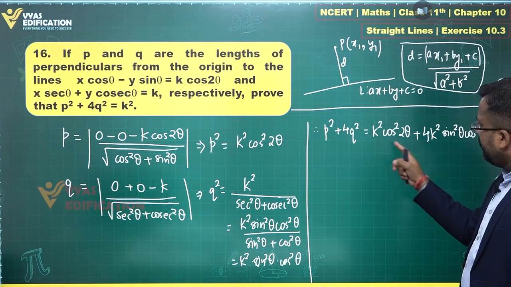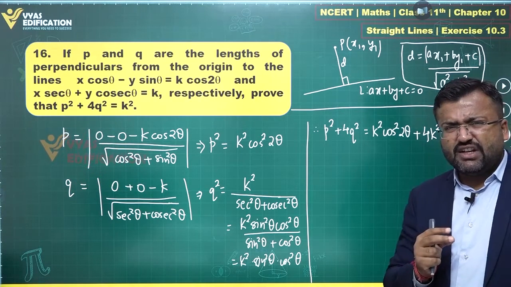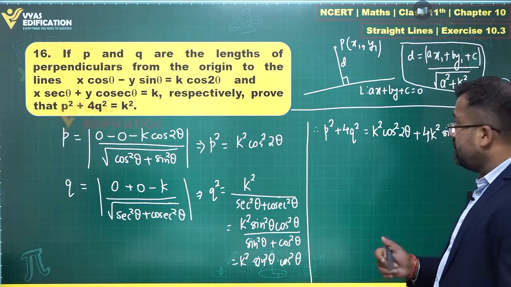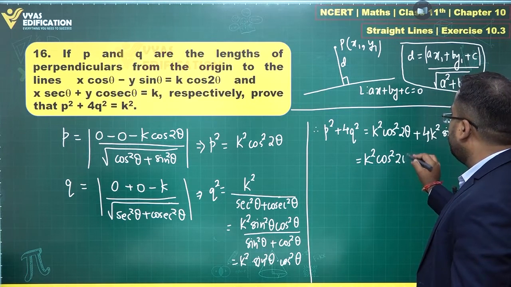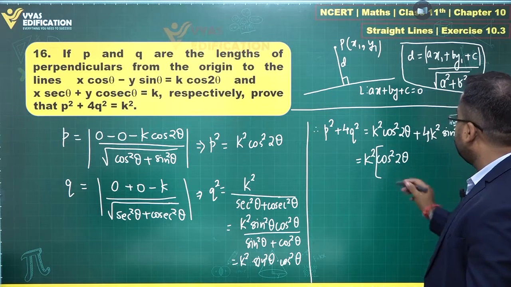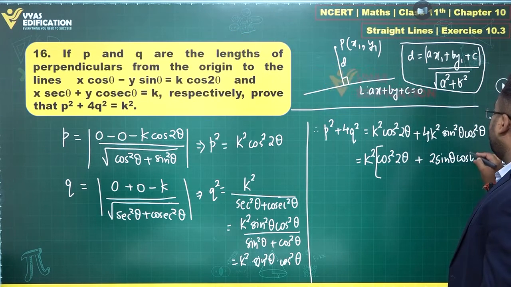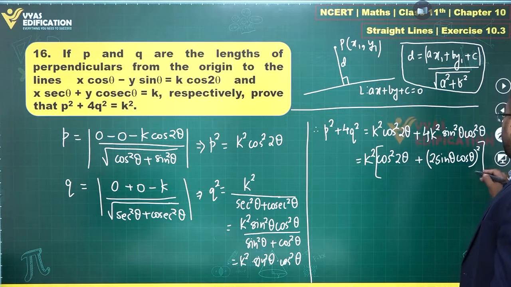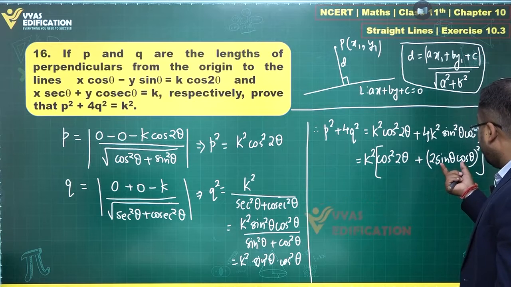So for that, do you observe that this 4 sin square theta cos square theta is actually nothing but 2 times sin theta cos theta whole square, right? So K square cos square 2 theta. Let's take this K square outside. This remaining thing is 2 times sin theta cos theta and its square. And what is this? Sin 2 theta is 2 sin theta cos theta. This can be written as sin 2 theta square.